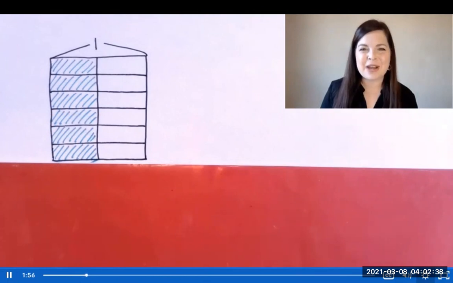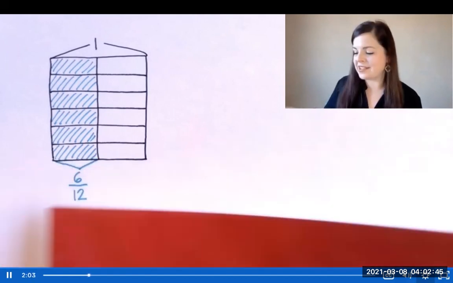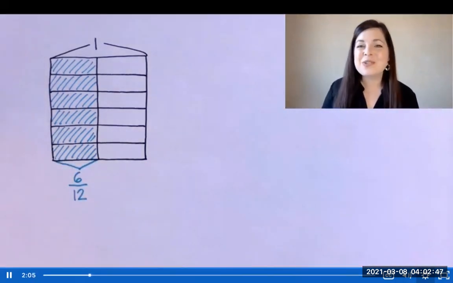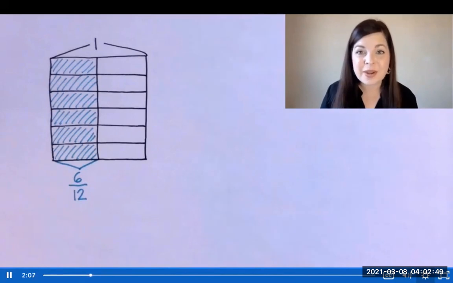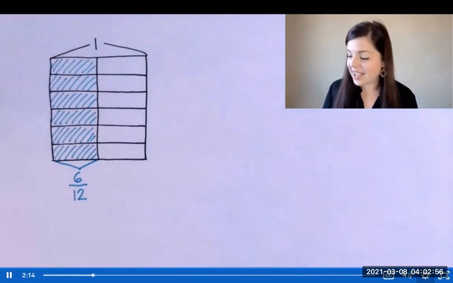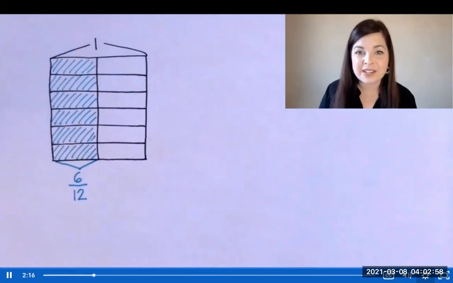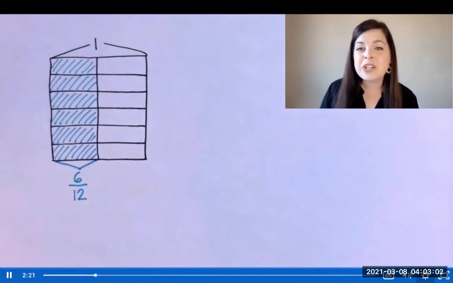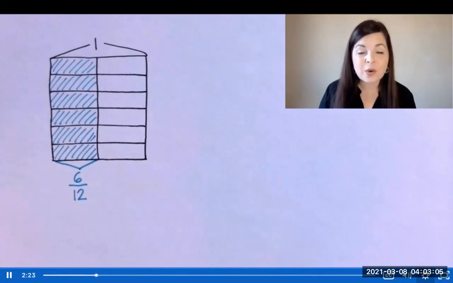Take a look at this area model. What fraction is represented in the model? 6/12 is represented in the model. Do you see any fractions equivalent to 6/12 in the area model? Well, I can see that half of the area model is also shaded. So this model also shows 1/2. Now, which are the larger units, twelfths or halves? Halves are the larger unit for sure, right?